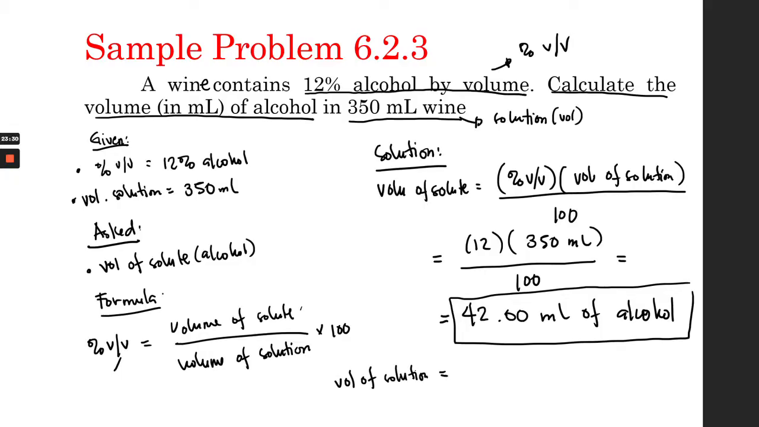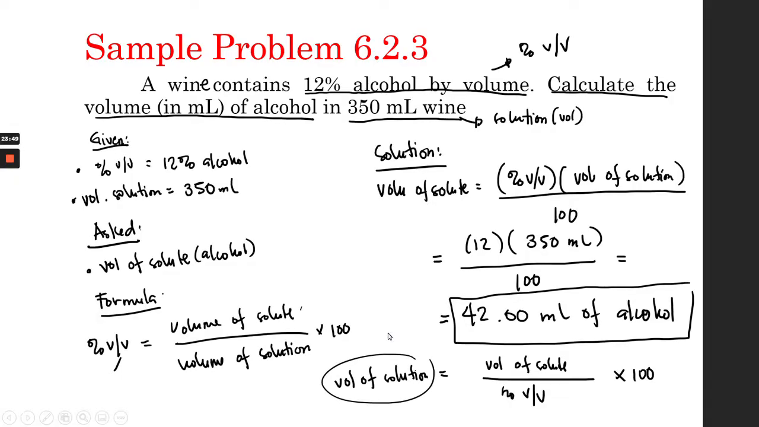is basically the volume of solute divided by the percent by volume, and you also have to multiply it by 100. That's how you get the volume of the solution. Okay, so I hope that's clear.